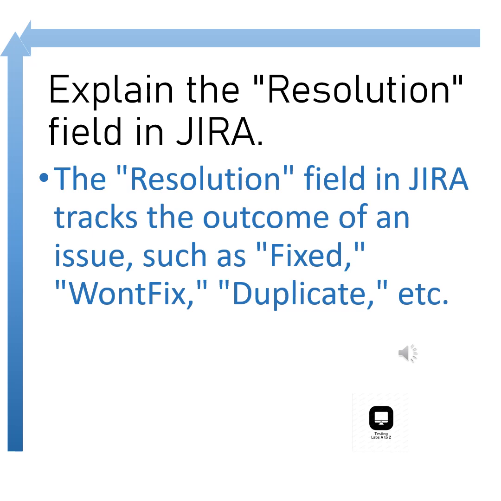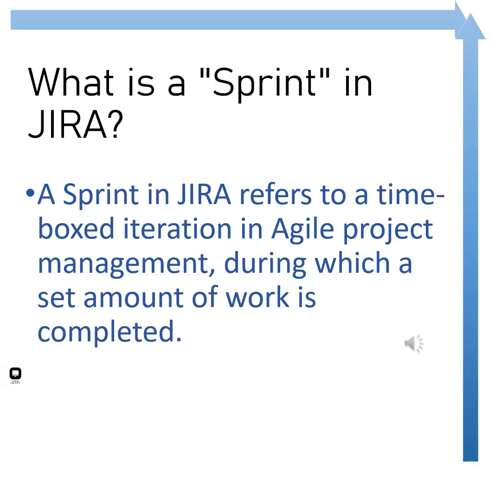Explain the resolution field in JIRA. So the resolution field in JIRA tracks the outcomes of an issue. So we have a few fixed outcomes like won't fix, duplicate, and fixed. What is a sprint in JIRA? So a sprint in JIRA refers to a timeboxed iteration in agile project management, during which a set amount of work is completed. So we can mention how much of the work will be completed during that particular sprint.